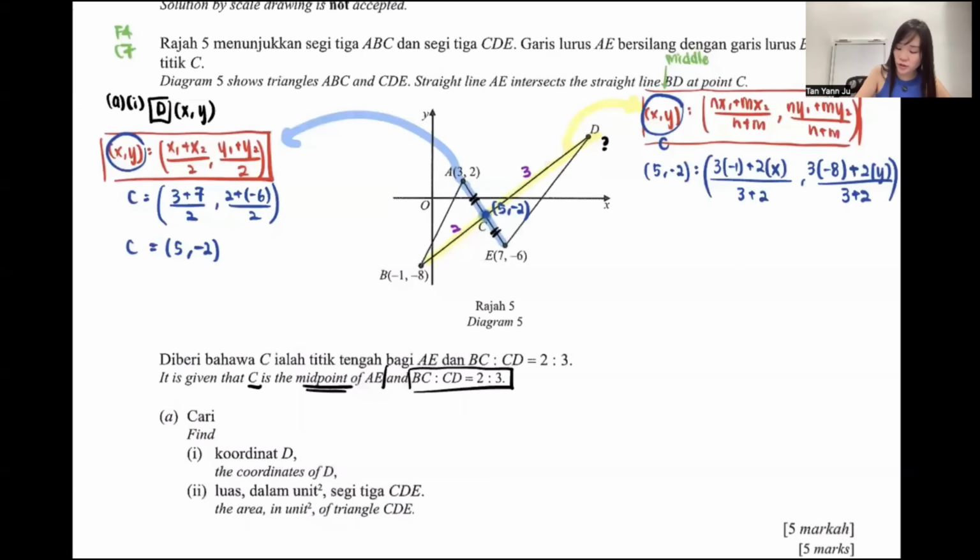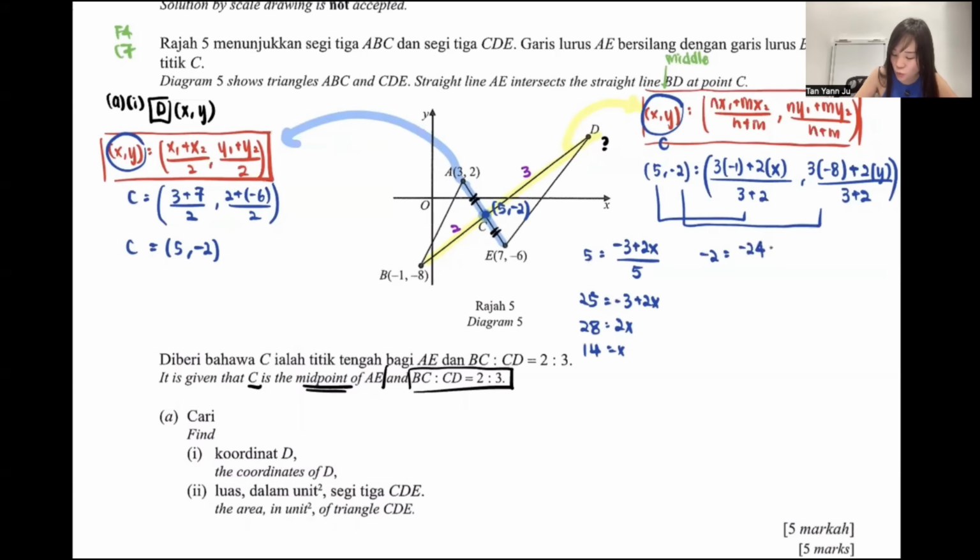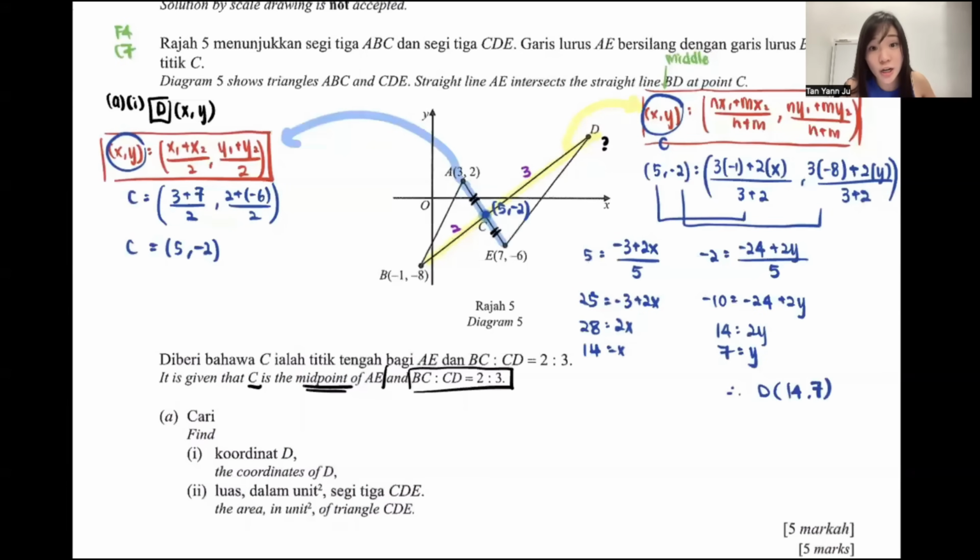Up to here, how do we continue? We compare. So 5 equals negative 3 plus 2x over 5. Moving around, 5 times 5 is 25. Minus 3, move it over, plus 3, 28. Times 2, move it over, divided by 2. The first answer is 14. Next one, I compare the other. My y is negative 2. 3 times negative 8 is negative 24, plus 2y, and the bottom is 5. Divide by 5, move up, becomes times 5. Minus 24, move it over, plus 24, is 14. Times, move it over, divide. Got it. My D coordinate is (14, 7).